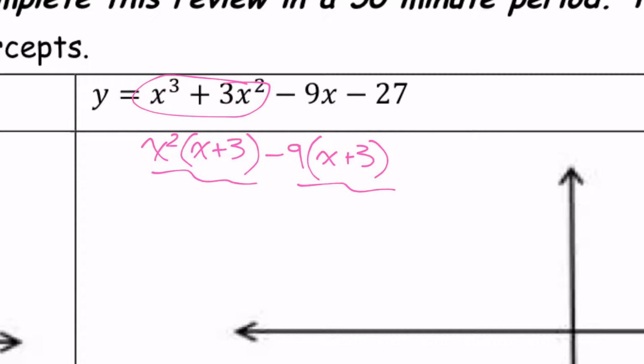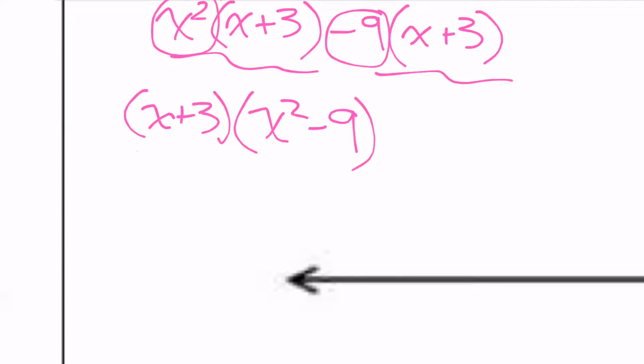There's term 1, there's term 2. They both have an x plus 3. So we pull that x plus 3 out. What are we left with? Well, we're left with x squared, and we're left with minus 9. So we get that right there, which we should continue to factor.